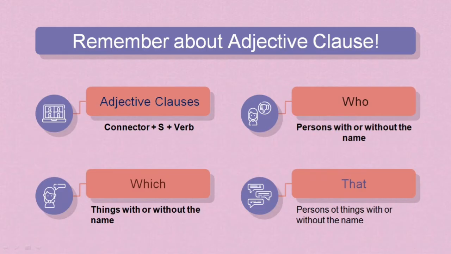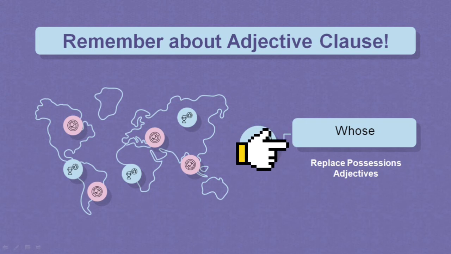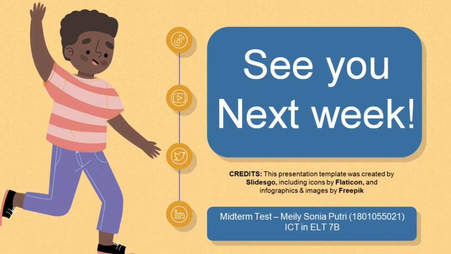So remember about adjective clause. Adjective clause has the structure connector plus subject plus verb. Who is for describing persons with or without the name, which is for describing things with or without the name, and that is for describing person or things with or without name, and the last one whose is to replace possessive adjectives.